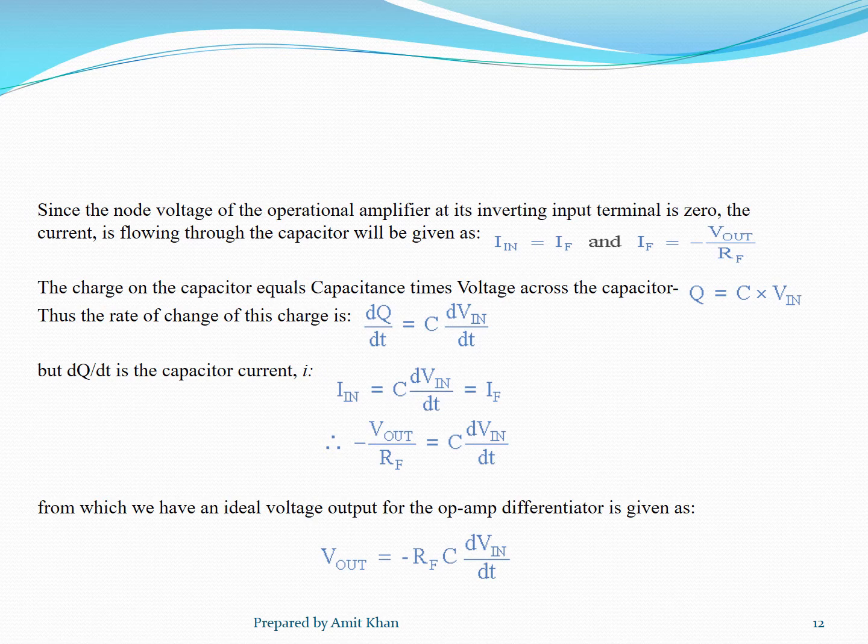But dq dt is the capacitor current. So from here we can get that minus V out by RF, that is equals to C into dV in by dt. So the output of the op-amp differentiator is V out equals to minus RF into C into dV in by dt.